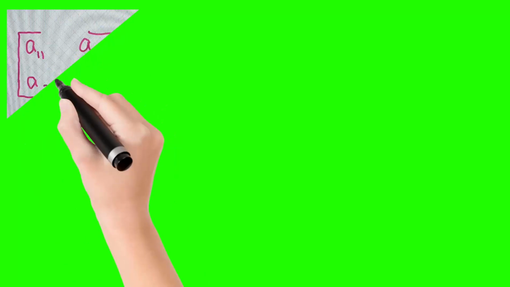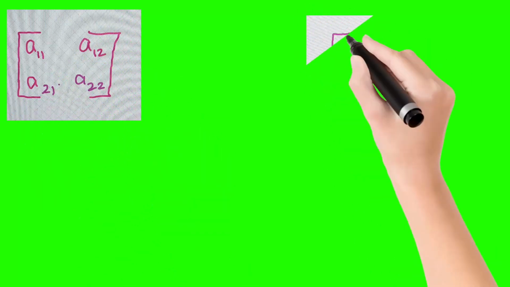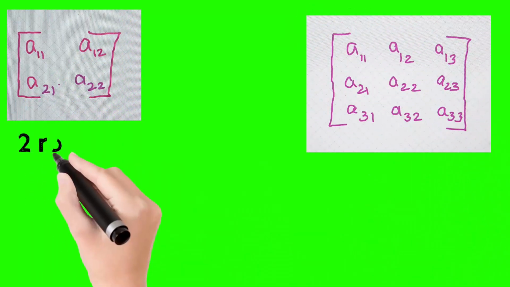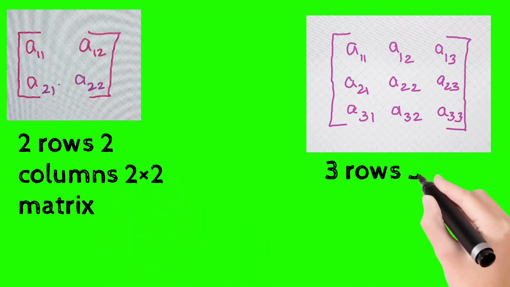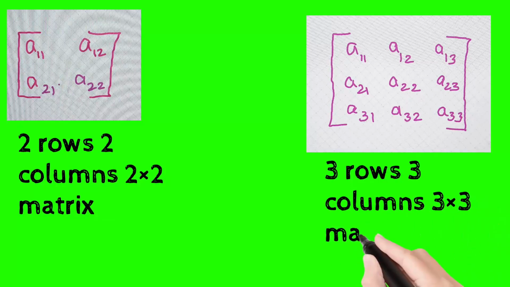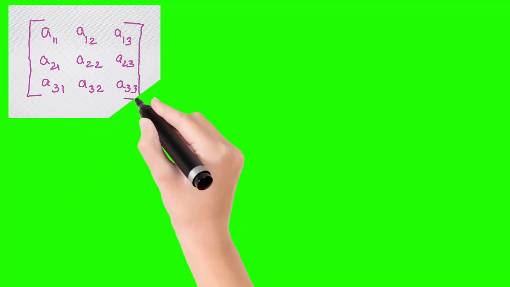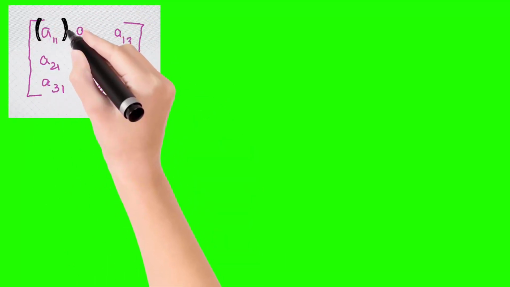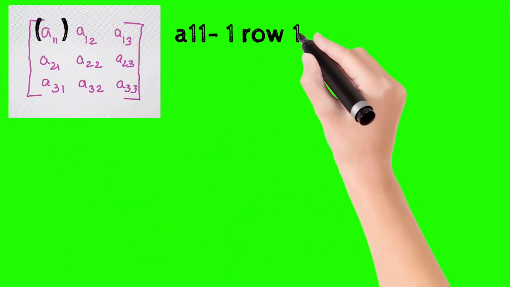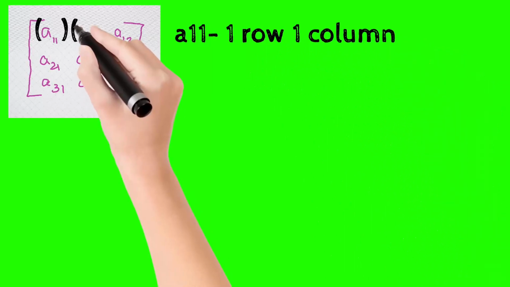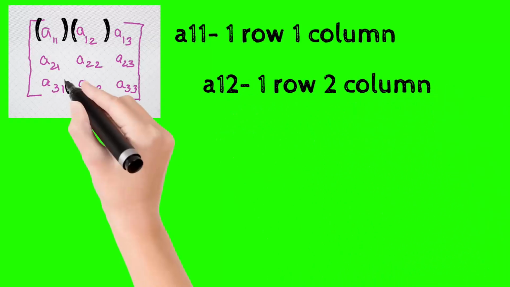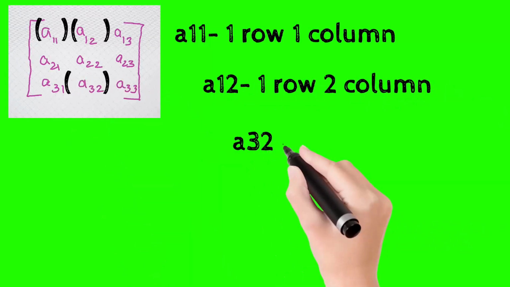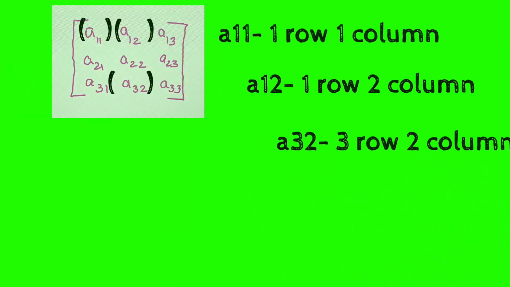So let us see some examples of a matrix. The two matrices represented here are a 2 cross 2 and a 3 cross 3 matrix, as the first one has 2 rows and 2 columns and the second one has 3 rows and 3 columns. As you can see in the matrix, the elements are represented as A11, A12 and so on. A11 stands for first row, first column. A12 stands for first row, second column, and it goes on. A32 stands for third row and second column.